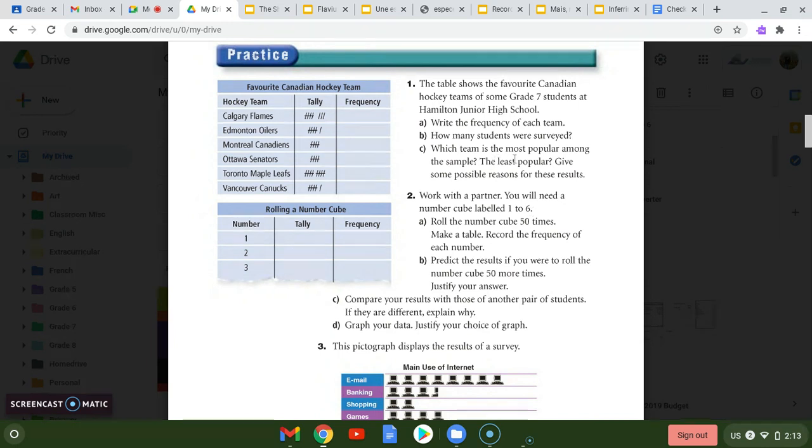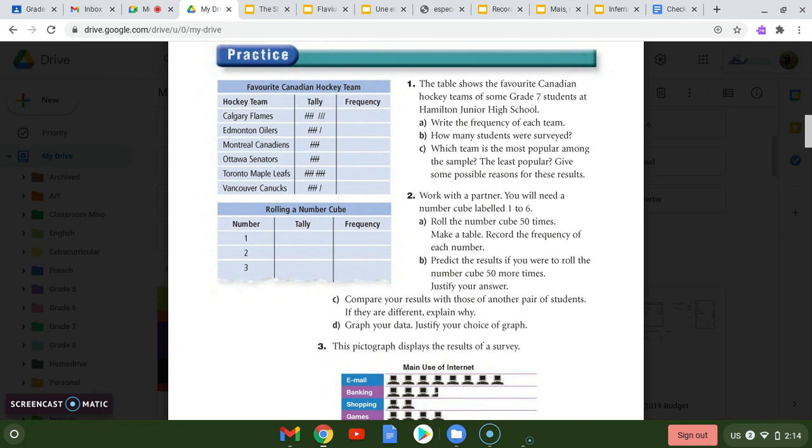And then see which team is the most popular among the sample and which is the least popular. Give some possible reasons for these results. So the most popular is the Toronto Maple Leafs, and the least popular is a tie between Montreal Canadiens and the Ottawa Senators. So why do I think that the Toronto Maple Leafs could be the highest one?